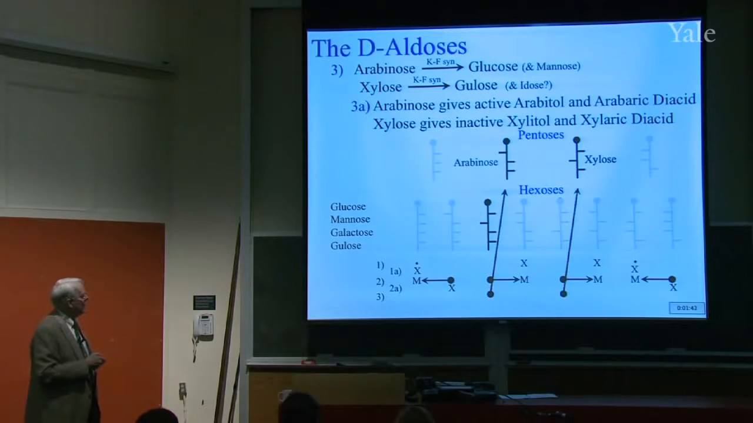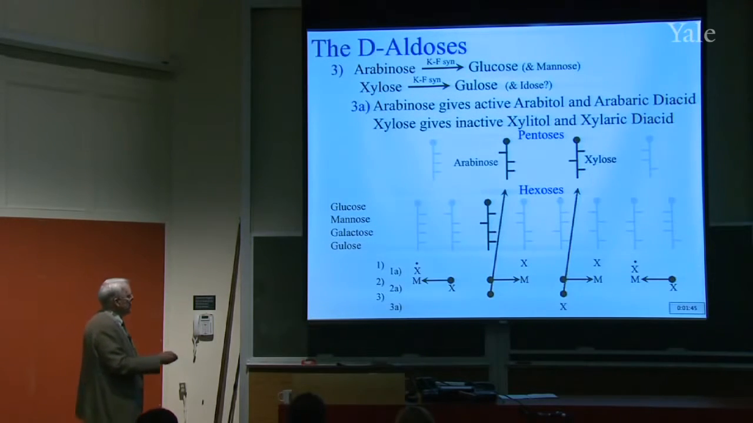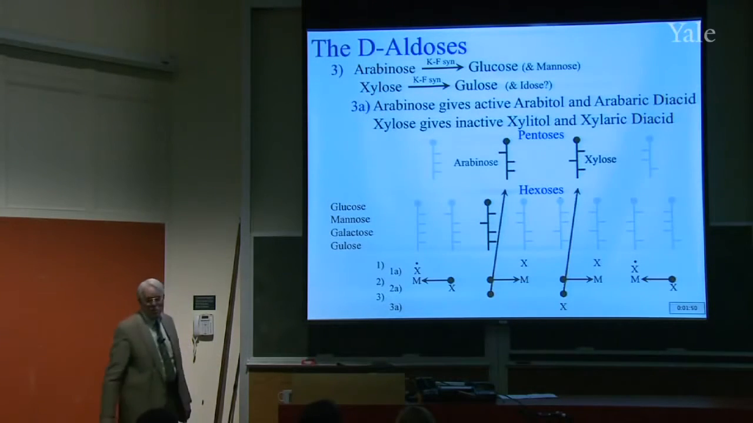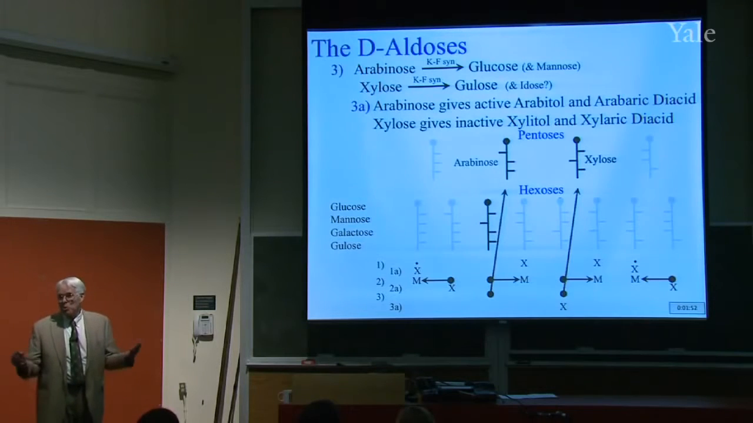So we know that glucose can't be this because it comes from arabinose. So that one is glucose. So he proved it.